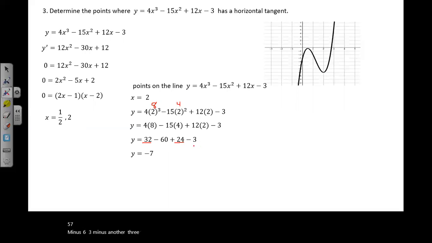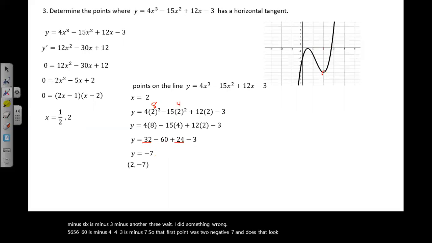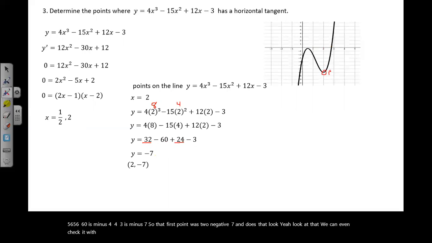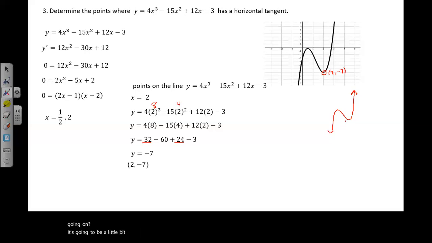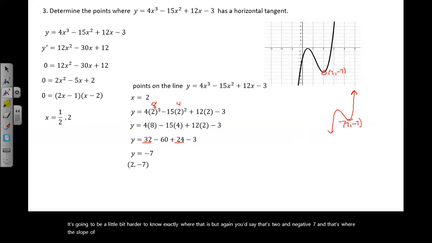Wait, I did something wrong. 56 minus 60 is minus 4. Minus 4 minus 3 is minus 7. So that first point was (2, -7). And does that look, oh yeah, look at that. We can even check it with our perfect graph. Now, when you do it, your graph is just going to be a rough sketch so you know what's going on, so it's going to be a little bit harder to know exactly where that is. But again, you'd say that's (2, -7), and that's where the slope of the tangent is equal to 0.